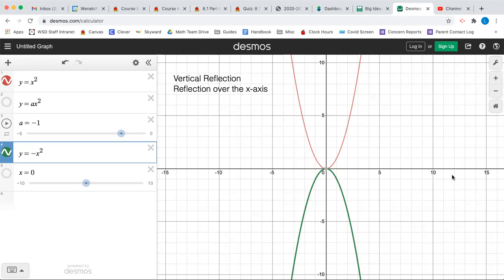Now, most of the features of our parabola are actually not changed, because our axis of symmetry, for example, if I open up x is equal to 0, is still the same. It still cuts both of the parabolas right down the middle. And in addition to that, our vertex of (0, 0) is also still the same.